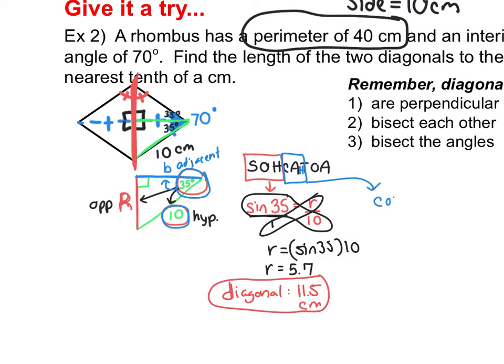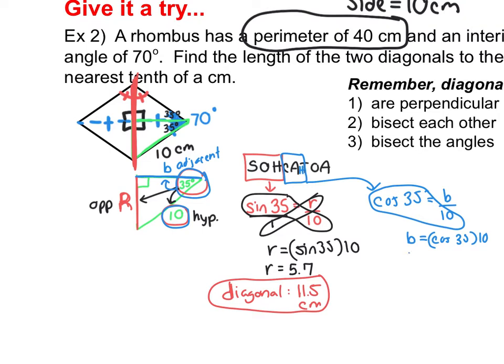So this time I'll do the cosine of my 35-degree angle equals the adjacent, which is B, over the hypotenuse, which is 10. Once again, to solve for B, I can cross multiply, and by cross multiplying, that allows me to multiply these two together. So I can do the cosine of my 35-degree angle times 10, and we've got cosine of 35 times 10, giving me about 8.2.